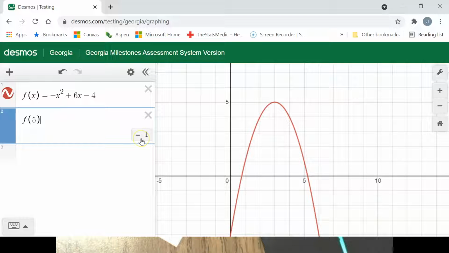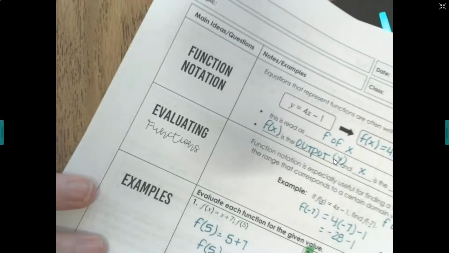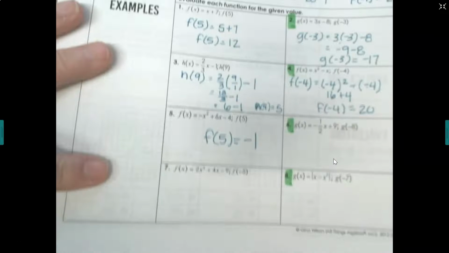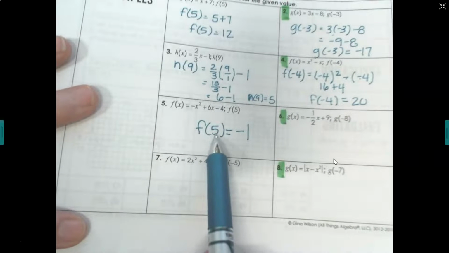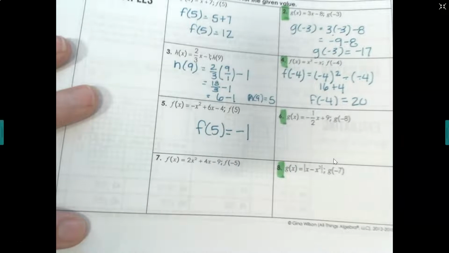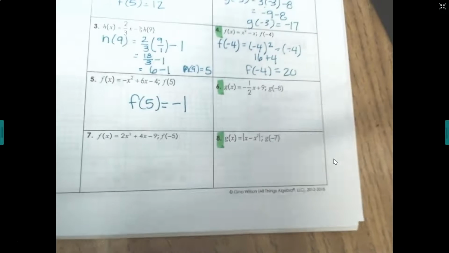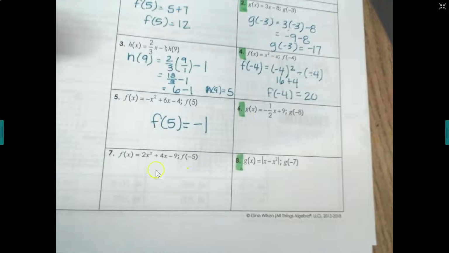And look, it says it equals negative 1. So on my paper, let's move our keyboard out of the way, f of 5 equals negative 1. Because the Desmos took the 5 and plugged it in for the x's and solved it for us. So let's try it again with number 6.